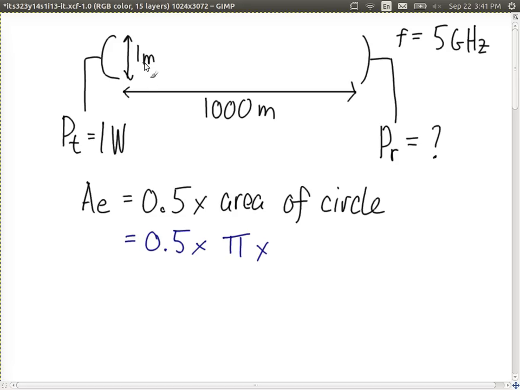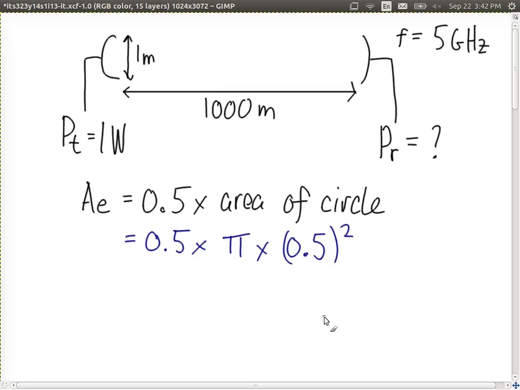And it's not 1 meter, it's half a meter squared. There's no connection between this 0.5 and this radius of 0.5. It's just a bad coincidence in this example. If our diameter was 10 meters, then the radius would be 5 meters, but still 0.5 out the front. I will not calculate this yet. You can use your calculator and find the value. I will not do it yet.